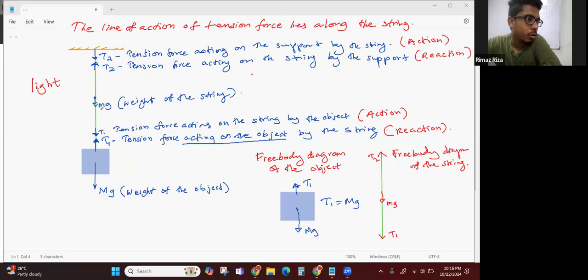The string has a mass. So the mass is m, so mg, therefore the T1 is not equal to T2. Suppose if it's massless, the string is light, then everywhere the tension will be the same.